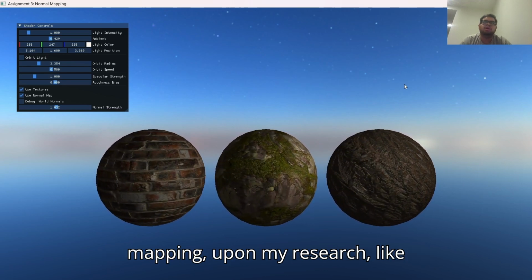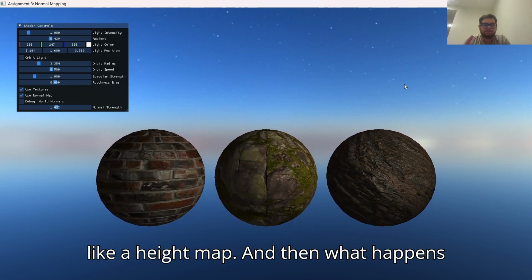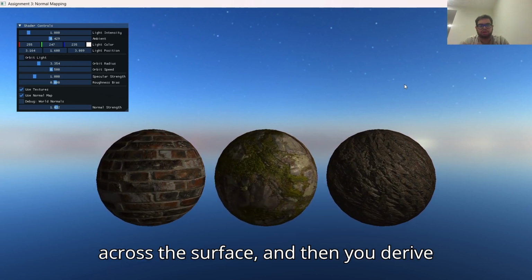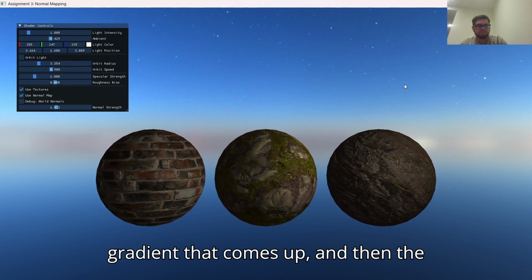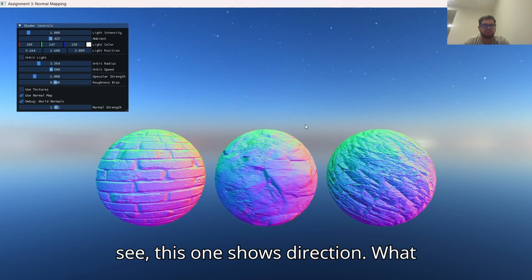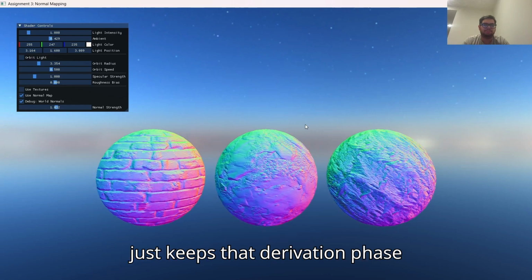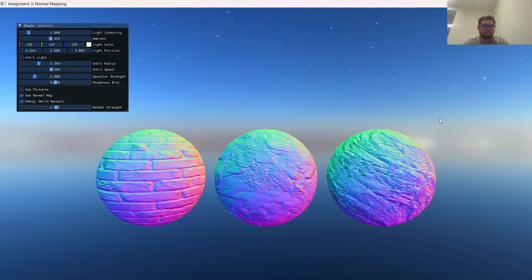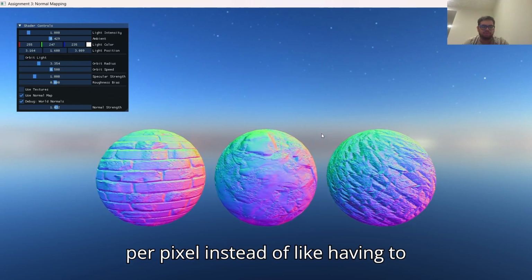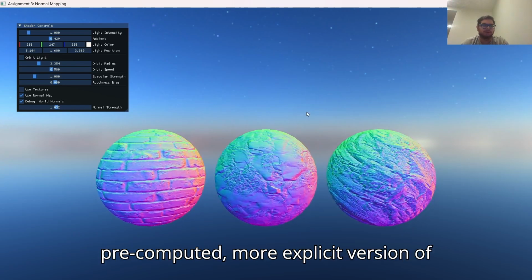Speaking of bump mapping, upon my research, bump mapping usually tends to start from a height map. And then what happens is that you compute the height changes across the surface and then you derive the normal mathematically from the gradient that comes up, and the texture will store height instead of direction, as you can see this one shows direction. What normal mapping does is that it's just a derived version of a bump map, but it skips that derivation phase and directly stores the normal direction per pixel instead of having to store the height. So it's basically a pre-computed, more explicit version of bump mapping.